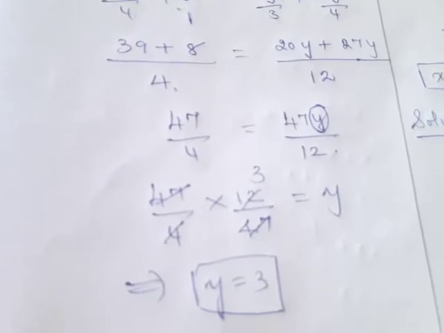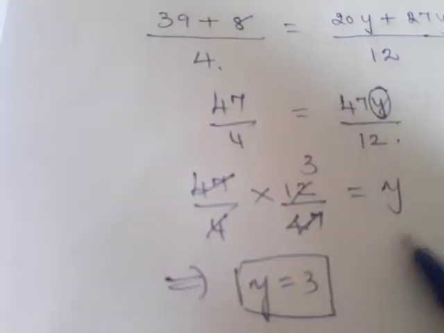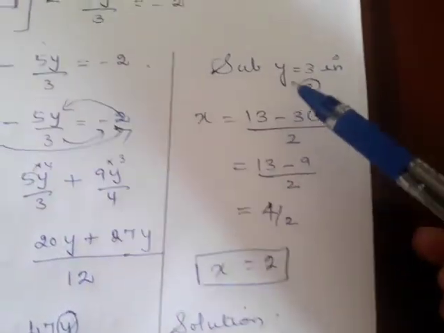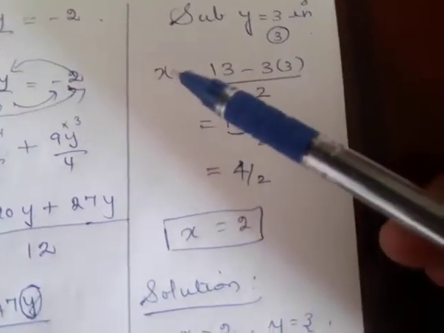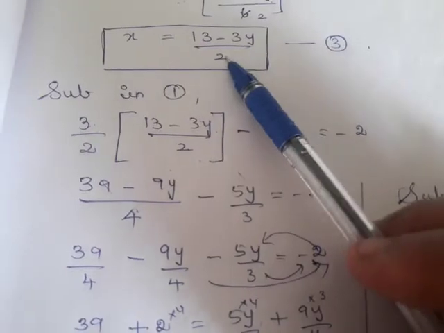So we started with a complicated problem, but we got a very nice and beautiful answer, y equals 3. Now substitute this y equals 3 in any of the equations. So I am going to substitute it in our third equation, which is the value of x. The value of x is 13 minus 3y divided by 2. See, 13 minus 3y divided by 2.